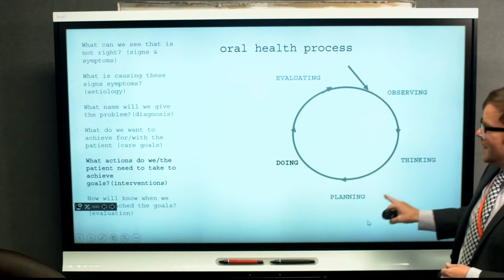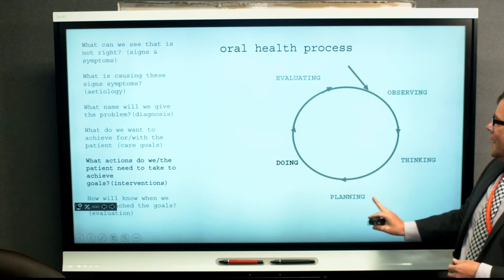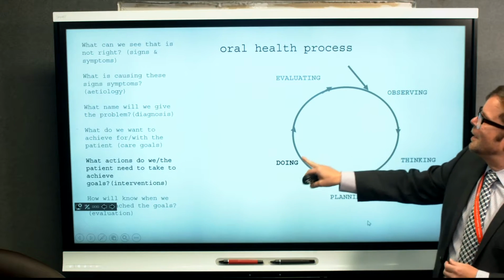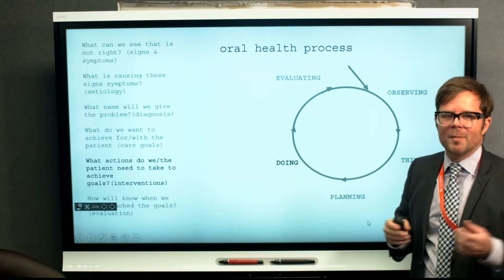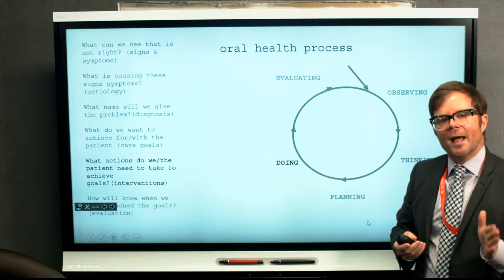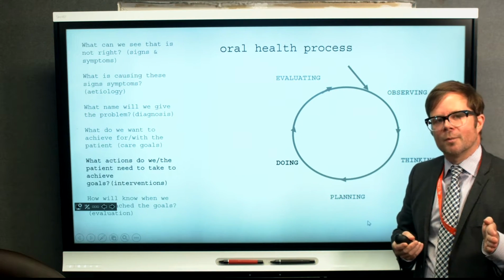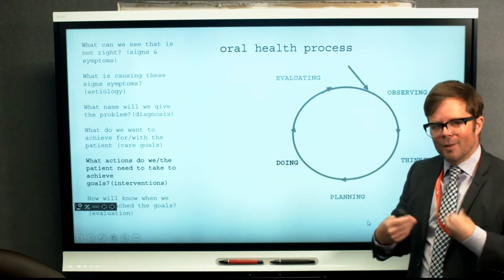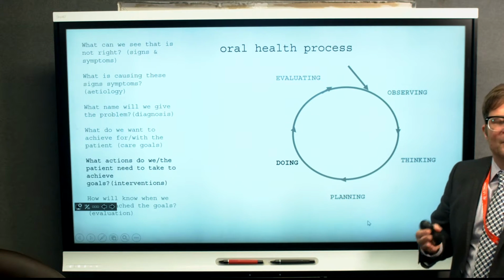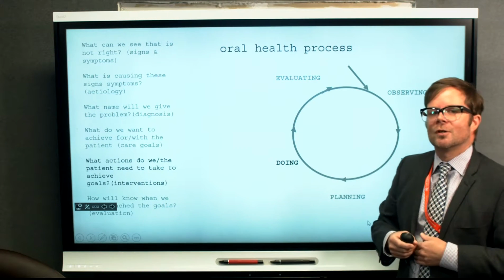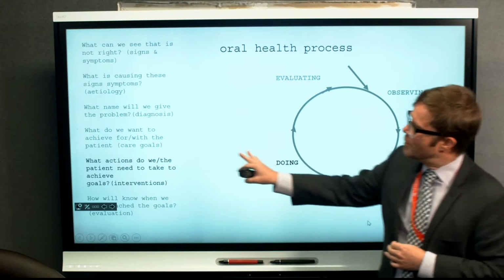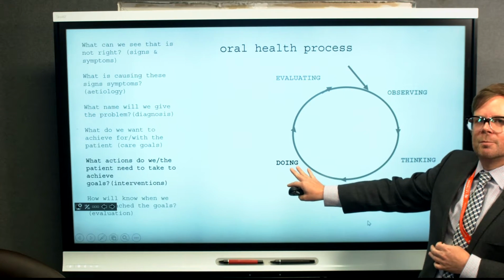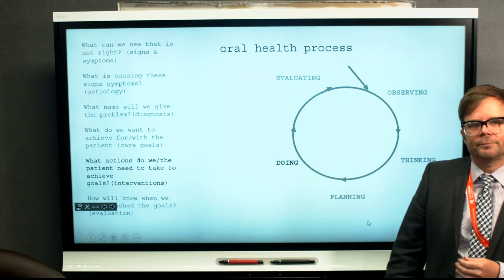But just check this out, right? Observing, thinking, planning, doing. Not observing, doing. Because if we leap from here to here, we can make the mistake that many people have made with this patient in not actually understanding what was causing the problem, what the patient wanted to achieve, and then planning care that was appropriate to address both the causes and also the patient's needs. So this is where we start doing things. Okay? It's really important that we don't rush into this point, because we could do the wrong things.